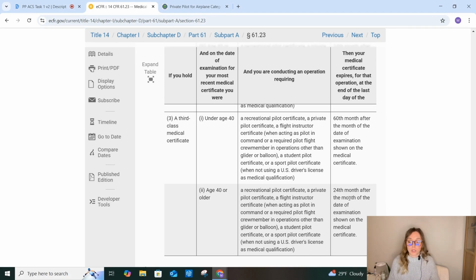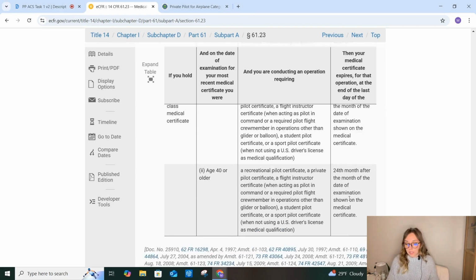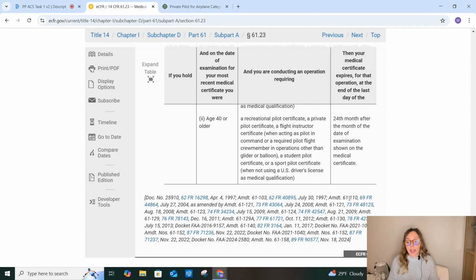You can hold a certain medical certificate and you can exercise different privileges. They're not mutually exclusive. You need to be aware of ages if you are under 40 or over 40. I don't know if there are certain nuances, like let's say you're 39 and your birthday's coming up. I don't know what happens there. But if that is your case, I would recommend asking those questions.